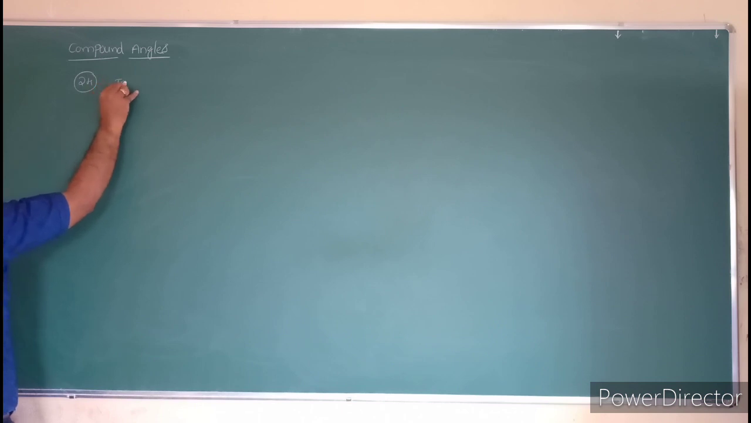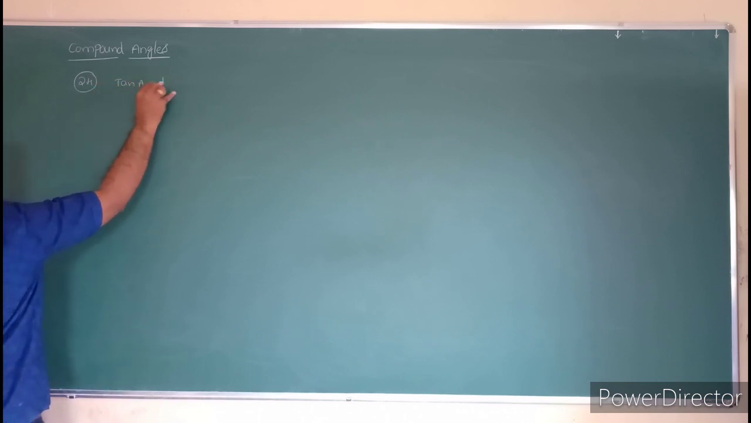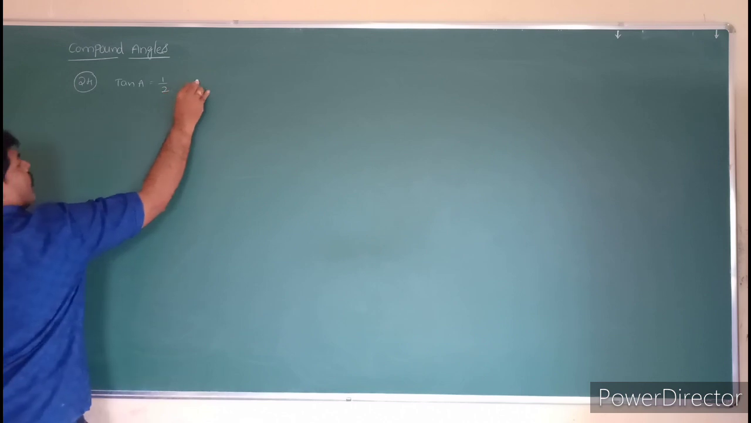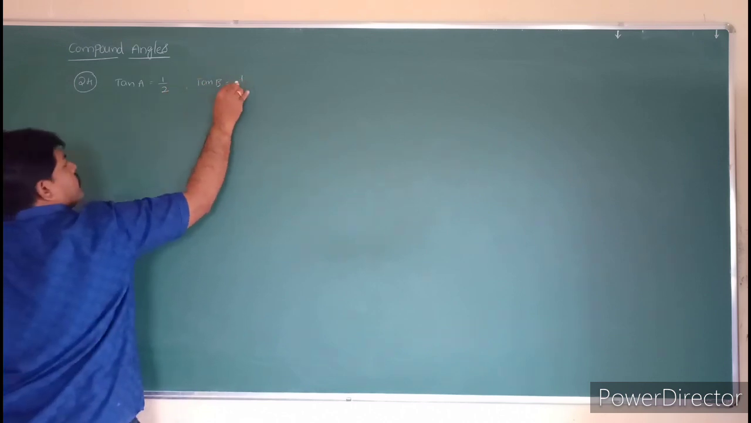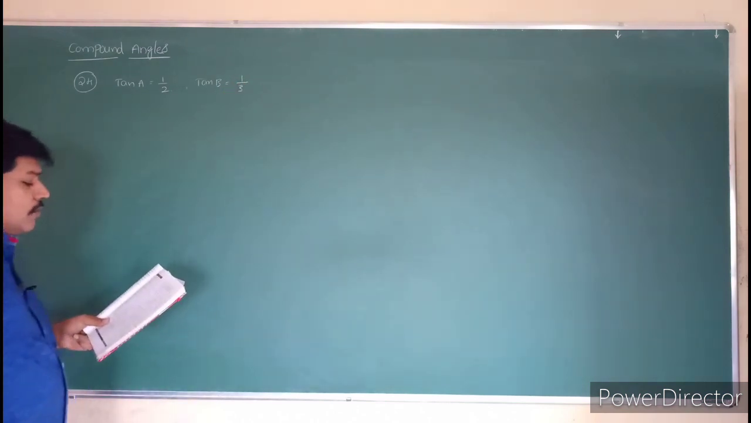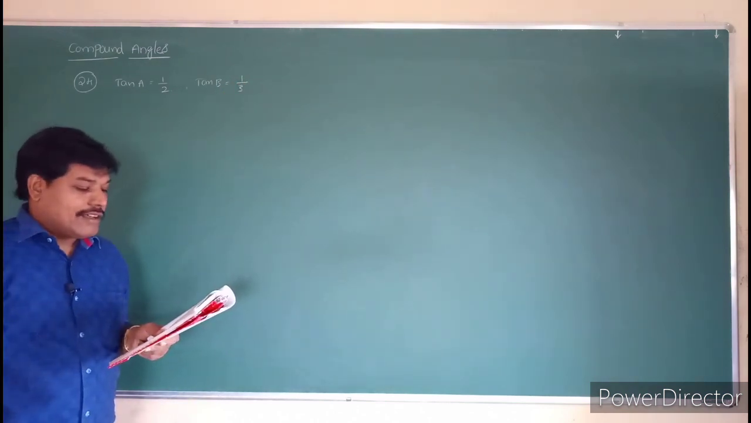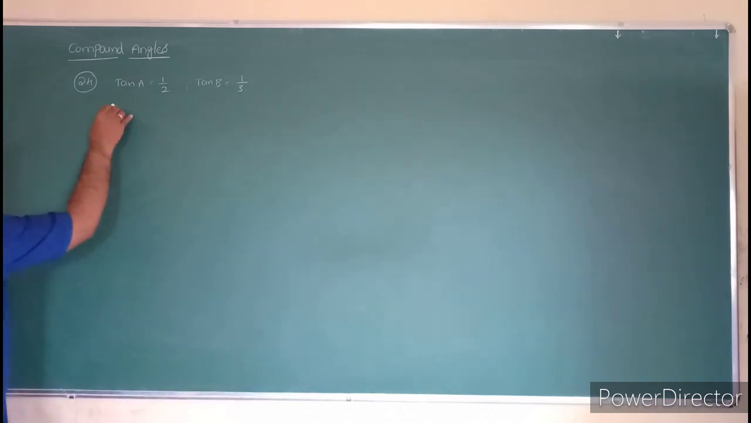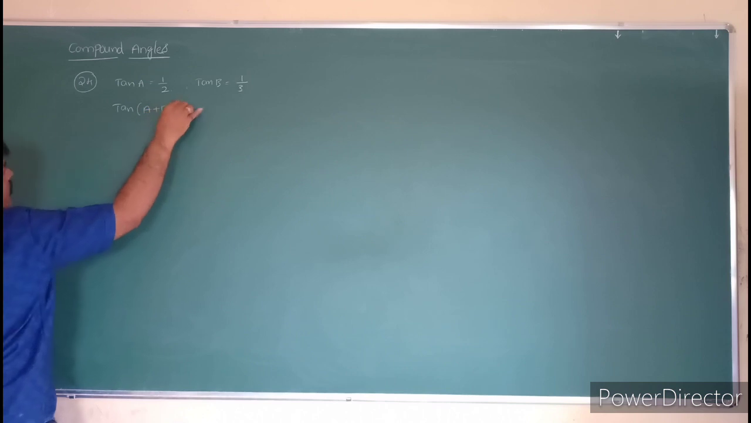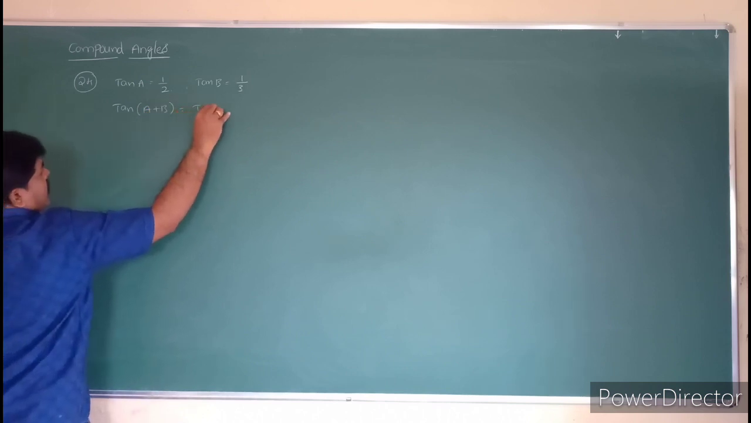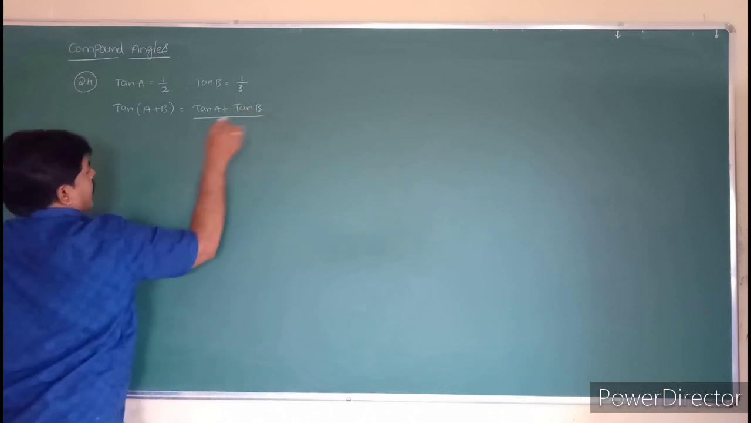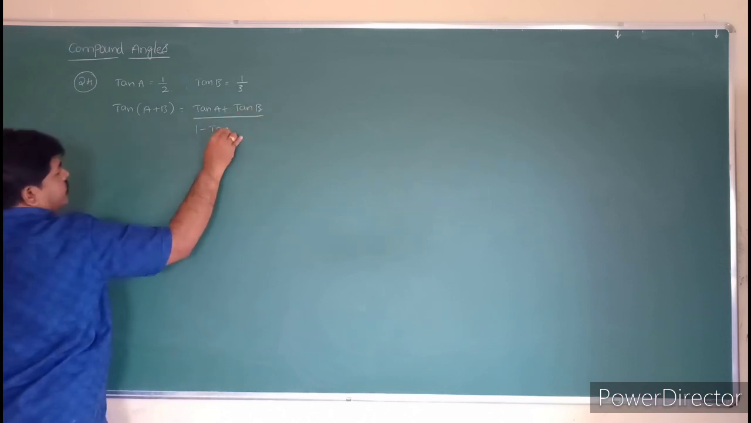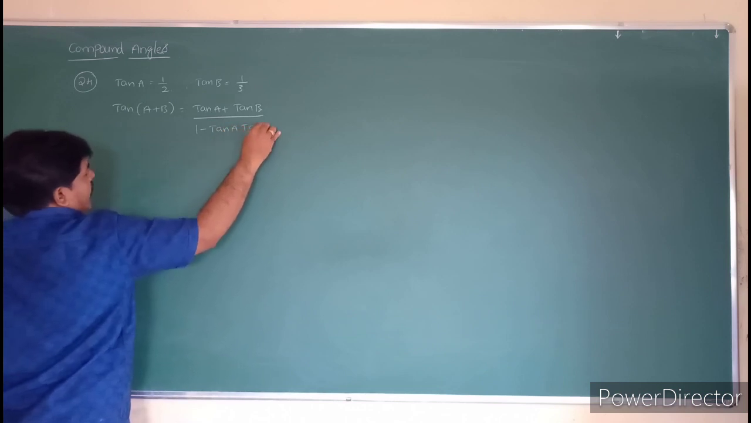tan A is equal to 1 by 2, tan B is equal to 1 by 3. Then they are asking tan of A plus B. Tan of A plus B, easy question is that. The formula is tan of A plus B equals tan A plus tan B by 1 minus tan A tan B.